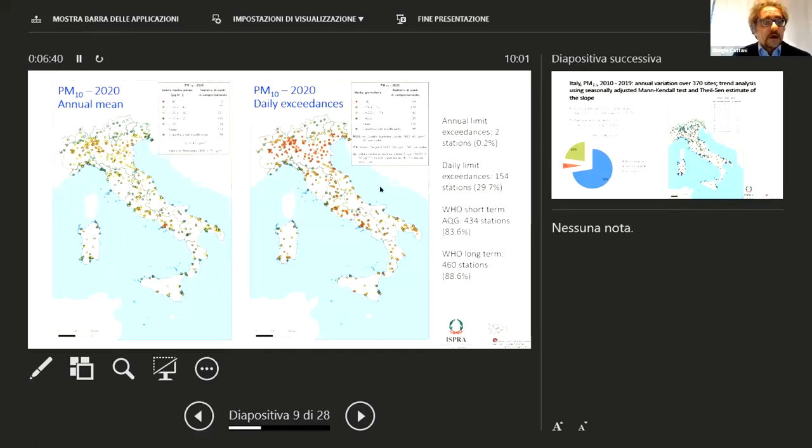Regarding annual mean, we are quite well in terms of the limit values. However, we have to notice that in the large majority of monitoring stations, we have values higher than the short-term and long-term guidelines that have been set by the World Health Organization. So we have more than 80% of monitoring stations where we have values higher than these guidelines, which are set to protect the population. We have to tend to these values in order to reduce the number of premature deaths due to exposure to air pollutants.